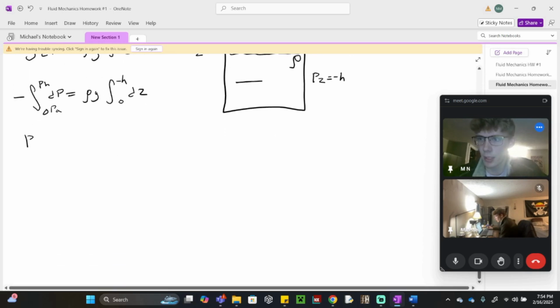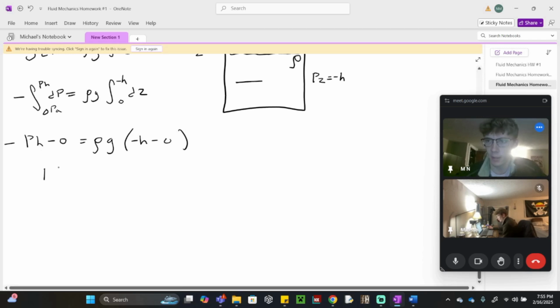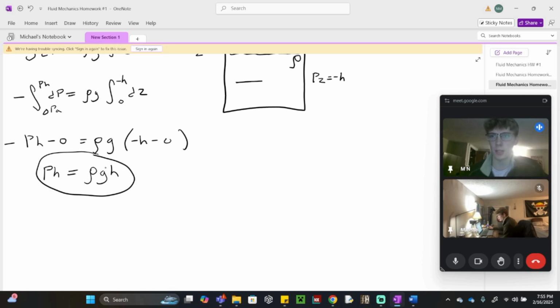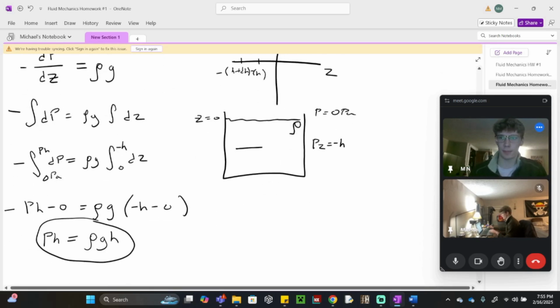So then we get p(h) minus 0 equals rho g from negative h minus 0. I forgot the negative. And multiplying this out and carrying the negative over, we end up getting rho g h, which is the basic equation of statics for a fluid of constant density and constant acceleration.